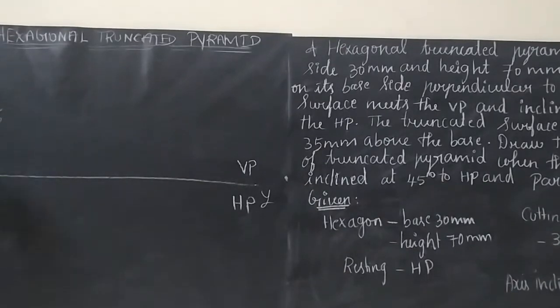bracket 4 dash. Actually 4, 5, 6 will be lying on the back side, right? So that's why we are writing them as hidden: 4 dash, 5 dash, 6 dash. So totally we will be having 6 cutting points, and also we need to draw the sectional top view.